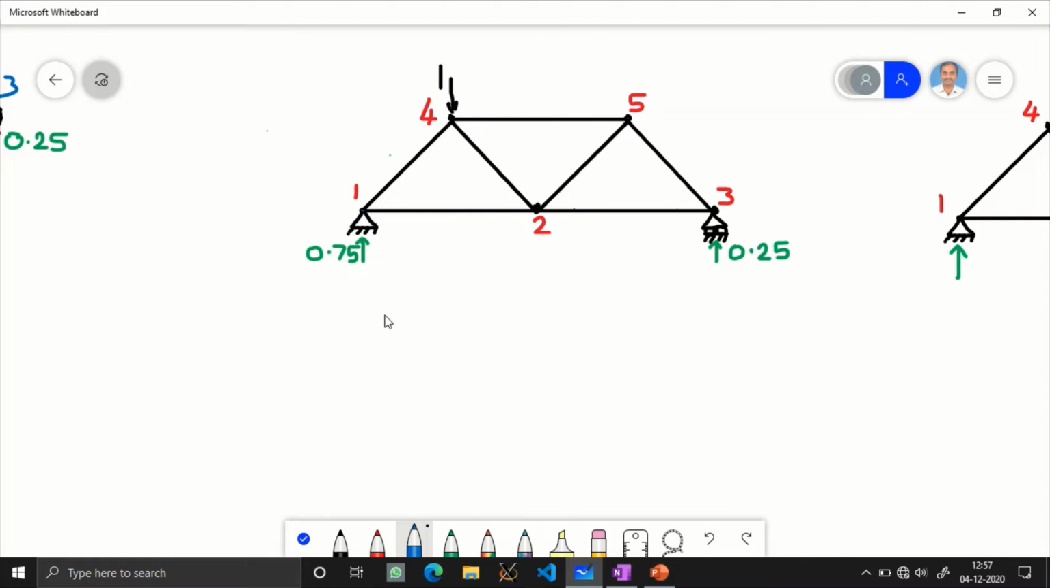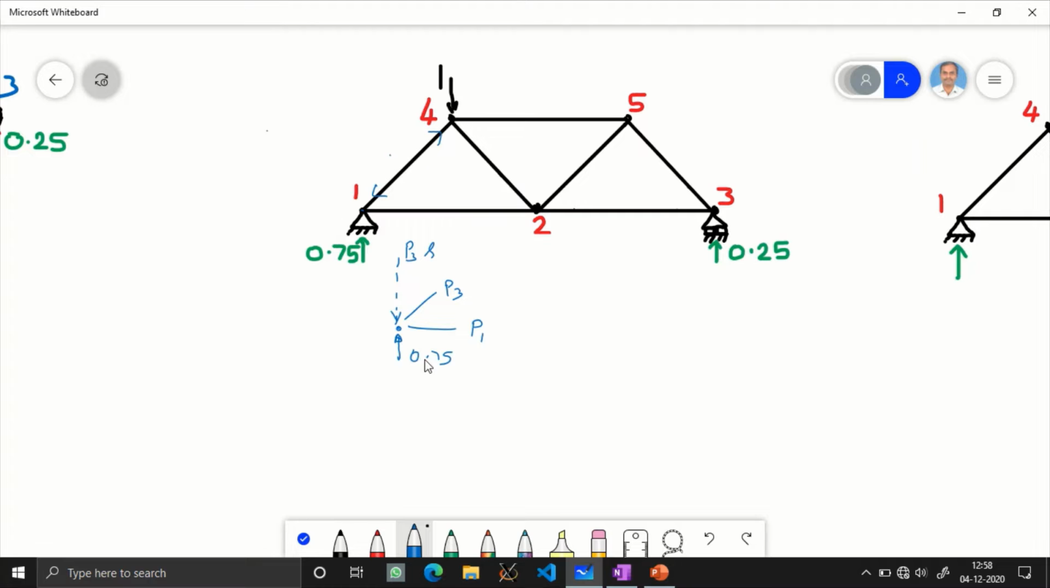To choose a joint, you have to check whether there are only two unknowns. I will start with joint 1. In joint 1, I have a vertical support reaction of 0.75, and there are two member forces, P1 and P3. Since the known force is acting upwards, the only other vertical force is the vertical component of P3, so that is supposed to act downward. This P3 sine theta must be acting downwards. So the direction of this P3 is towards the joint.